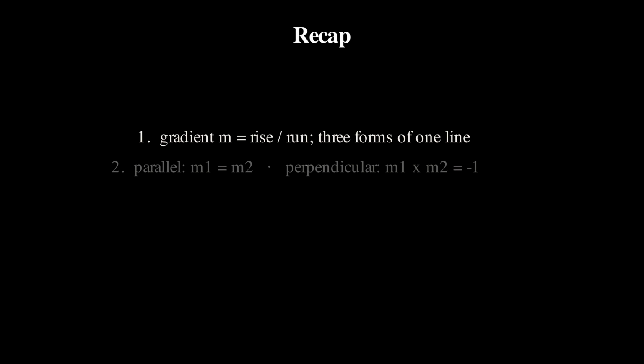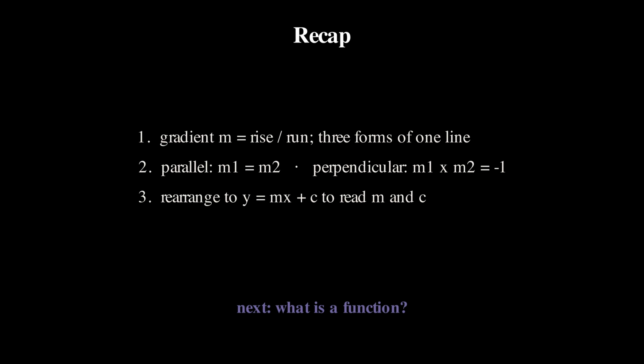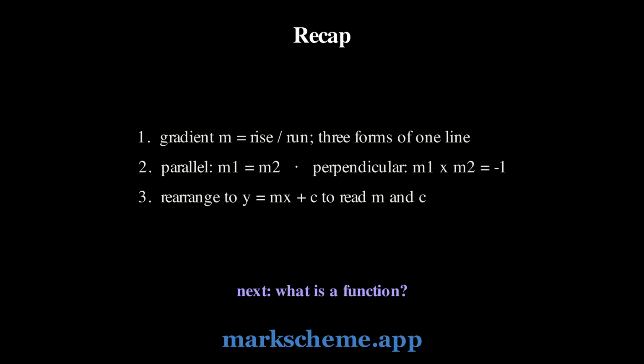And that's SL 2.1. Fully covered. The gradient as rise over run, the 3 forms of a line, and how to switch between them, the x and y intercepts, and the 2 rules that decide everything. Parallel means equal gradients, and perpendicular means gradients that multiply to minus 1. Next in the course, we step up a level and ask, what actually is a function?